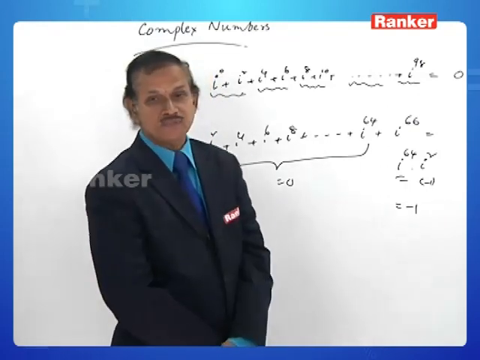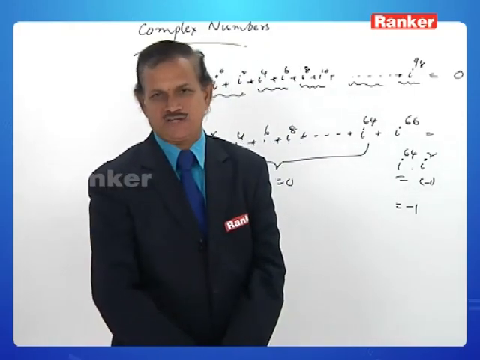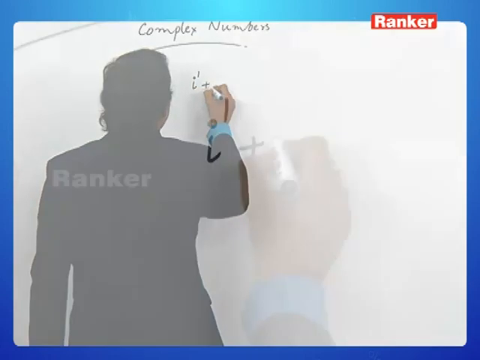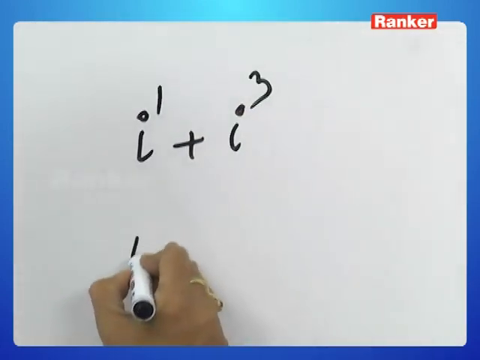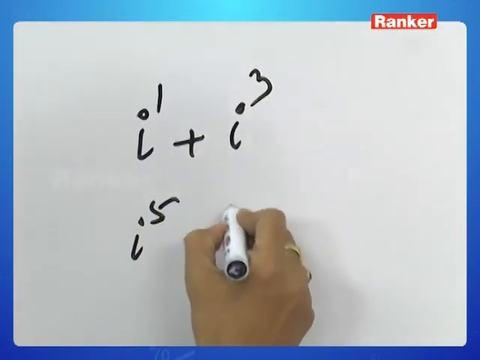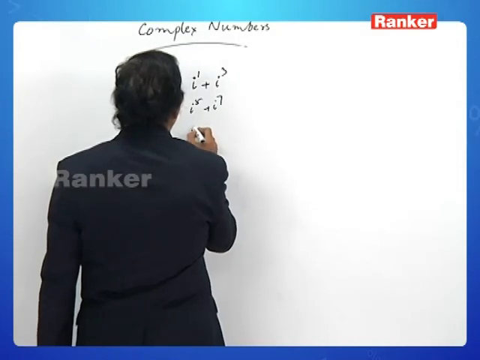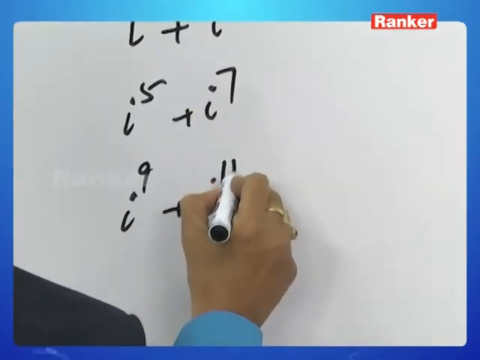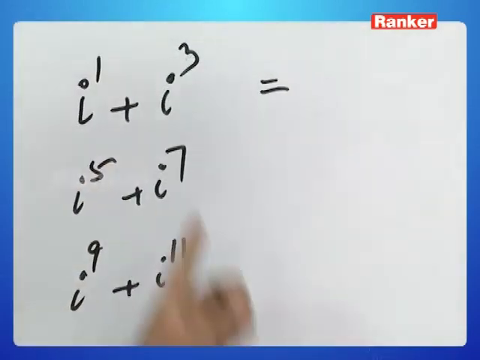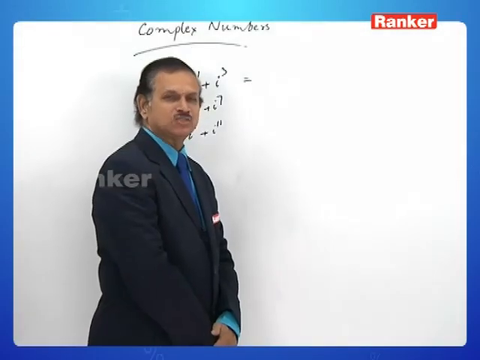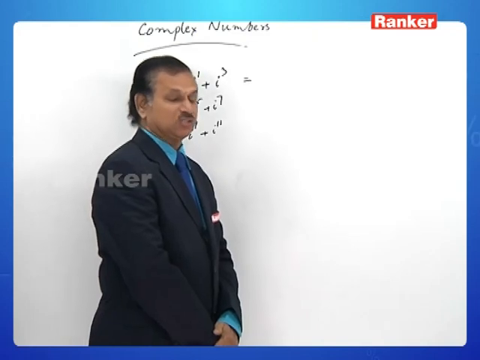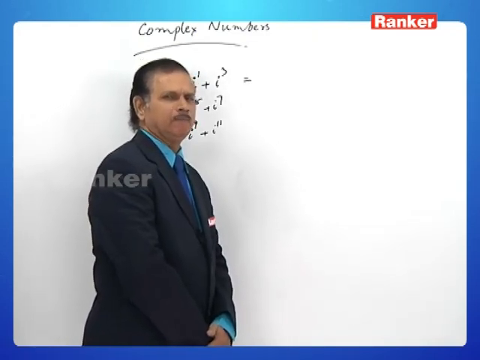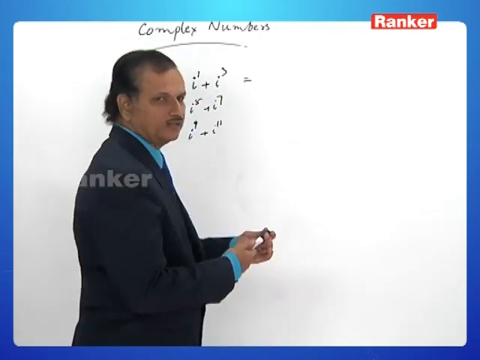Okay, what happens when odd powers of i are given? Let us see. i power 1 plus i power 3, plus i power 5 plus i power 7, plus i power 9 plus i power 11. What is the answer? What is i cube? i square into i, which means minus 1 into i, so minus i. i minus i is 0.